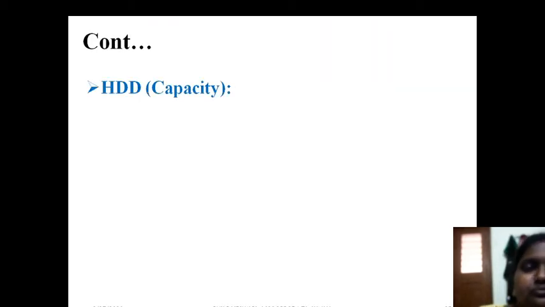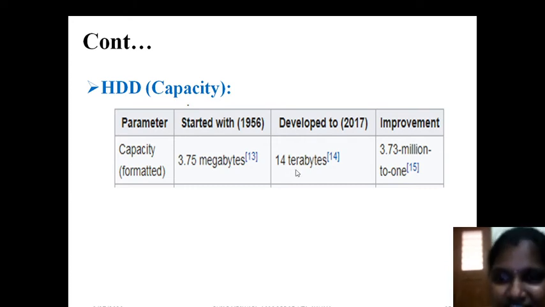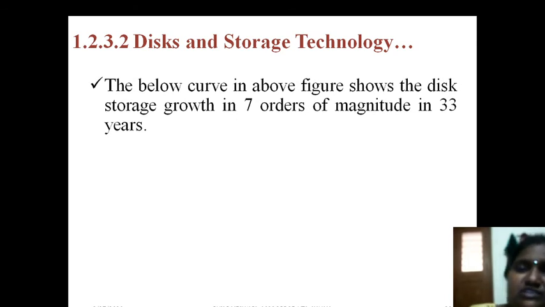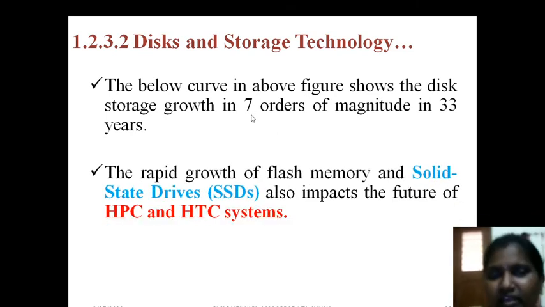Okay. So HDD capacity, that is hard disk drive capacity, started in 1956 with 3.75 megabytes, and developed by 2017 to 14 terabytes. The improvement is 3.73 million to 1. Oh my God, that much improvement is happening in HDD also. Okay, so disk and storage technologies. In the figure we went through that evolution of the primary memory and secondary memory. What they want to convey is that it increased by 7 orders of magnitude.